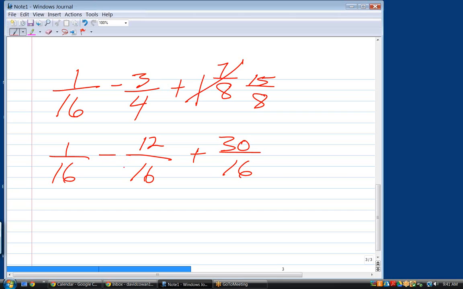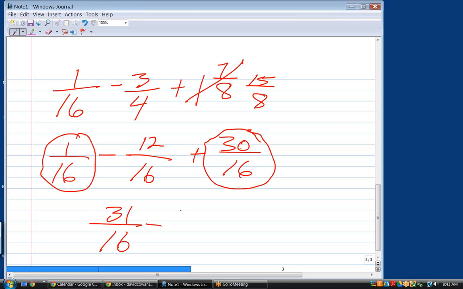So there's a couple of ways you can approach this kind of problem. You can do it from left to right, step by step. What I actually prefer doing is adding that one to that one, getting 31 sixteenths, and then subtracting 12 sixteenths, and you don't have to worry about negative numbers by doing it that way. So what's 31 minus 12?